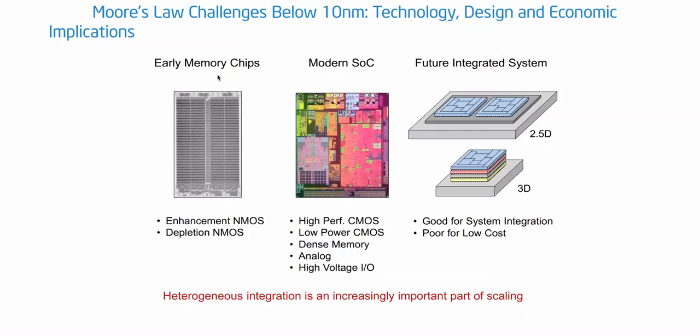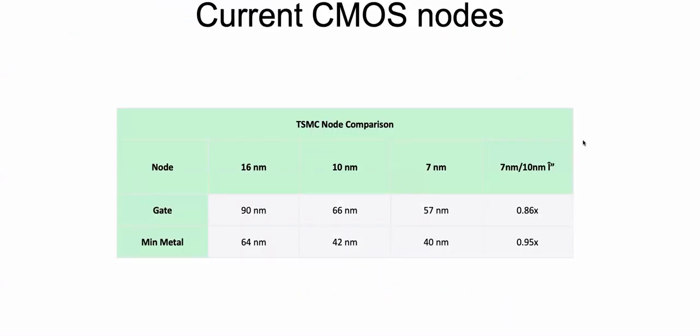We all know that, for example, if we look at the memory chips, early memory chips were very large and we used different CMOS, different devices. And then of course, recently, everybody switched to SoC, system on a chip. And we have high-performance CMOS, low power CMOS, dense memory, analog, I/O, everything integrated. And what will we have in the near future? In the near future, we have two things. One is the 2.5D integration and the 3D. And this is what I'm going to talk about later.